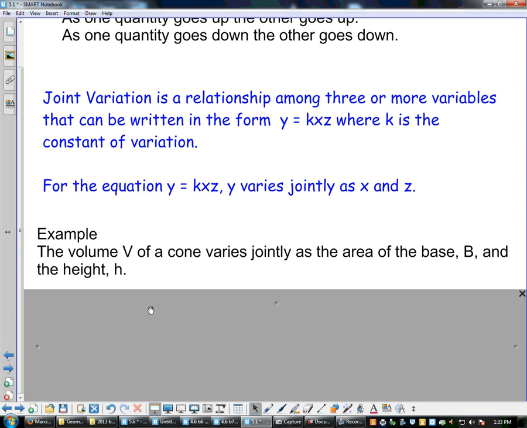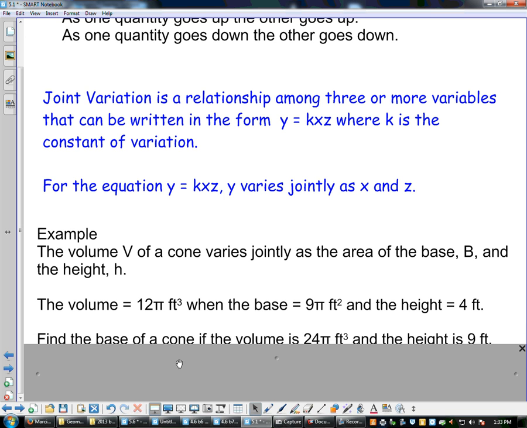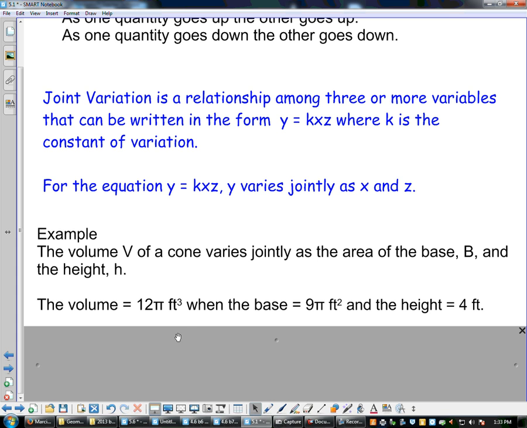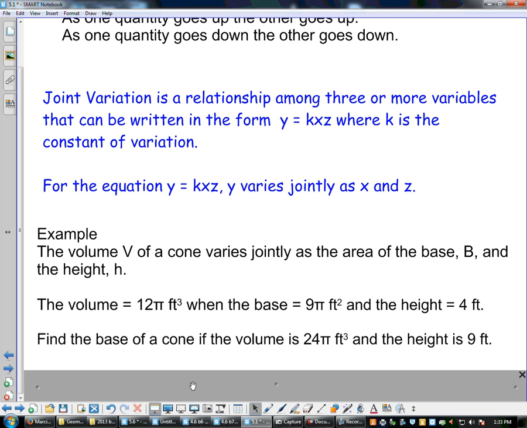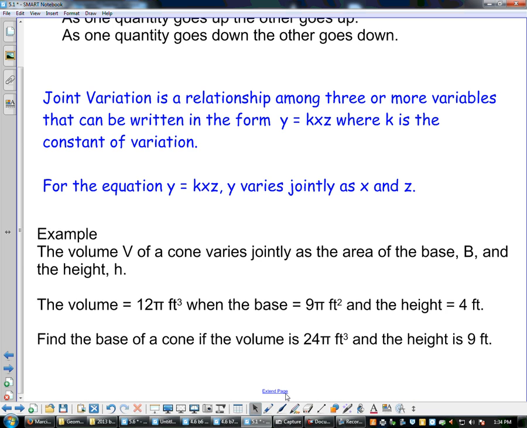The volume V of a cone varies jointly as the area of the base, B, and the height, H. Let's say that the volume is equal to 12 pi cubic feet when the base is equal to 9 pi square feet and the height is equal to 4 feet. Find the base of a cone if the volume is 24 pi cubic feet and the height is 9 feet.